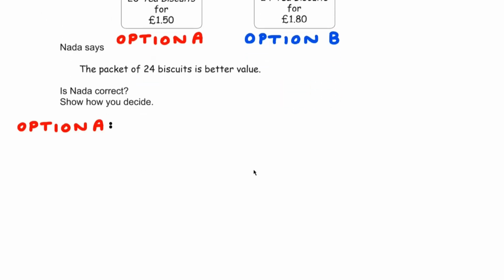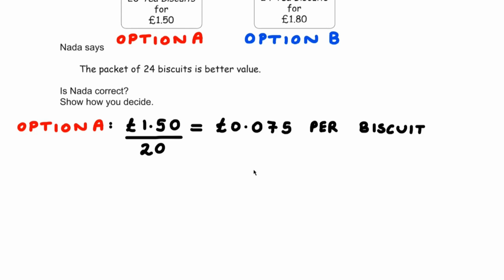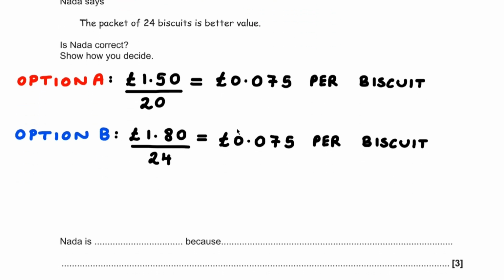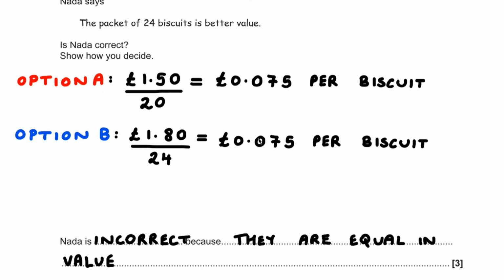Well, let's work out the price per biscuit with option A. We've got 150 divided by 20, that's 0.075 per biscuit. And if I take a look at option B, that's 180 divided by 24, which is 0.075 per biscuit. So what do we see here? Well, we see that they have the same value per biscuit. So Nada is incorrect because they are equal in value.